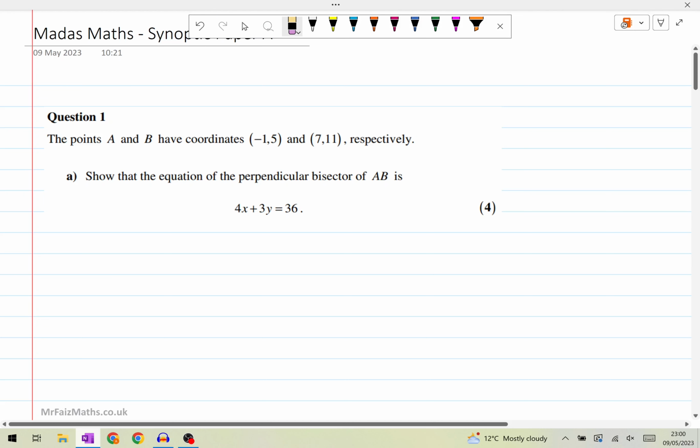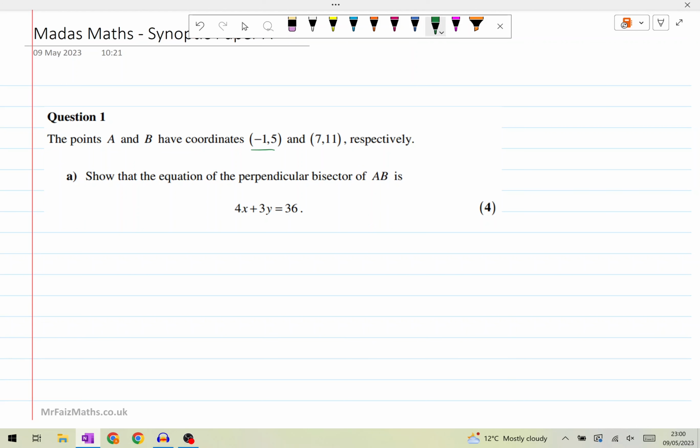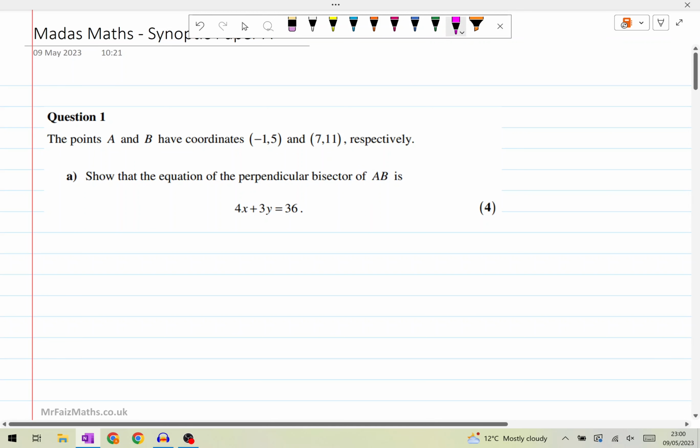Okay, so this is Madas Maths Synoptic paper A, and on question 1 what we are given is two coordinates A and B, and we are asked to show that the perpendicular bisector of the line AB is given by this equation here. So the first thing I would do for a question like this is to make a rough sketch of the coordinates. This doesn't have to be to scale. So let's say points A and B are something like that.